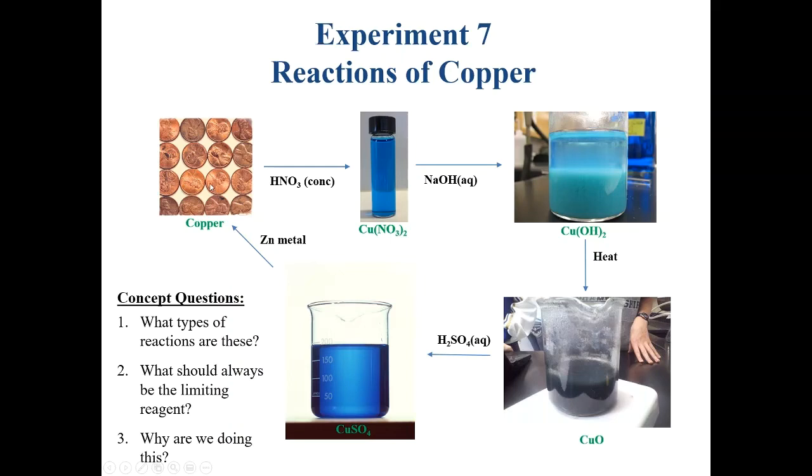A couple of concept questions to get started. What type of reactions are these? The reason we do this experiment is because these are reactions that in many cases you've already done. The reaction of copper nitrate to copper hydroxide is a metathesis reaction, where we start with copper nitrate and sodium hydroxide and swap partners to form a precipitate, which is copper hydroxide. Another reaction that's sort of like a metathesis reaction is copper hydroxide to copper oxide. This is called a dehydration reaction, where we remove water to make an oxide.